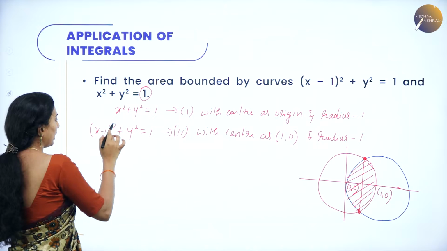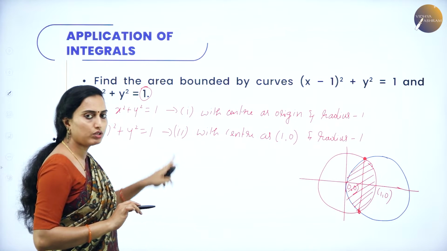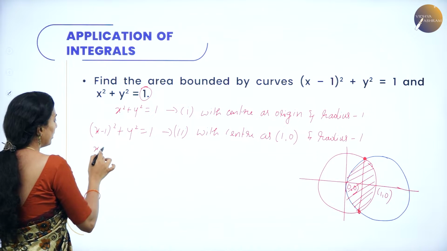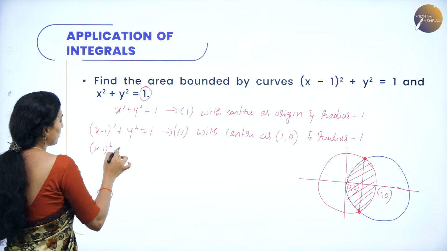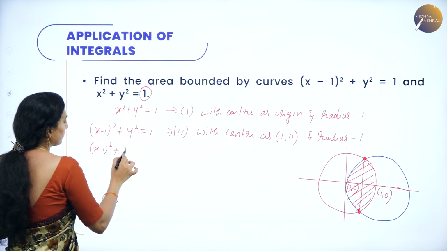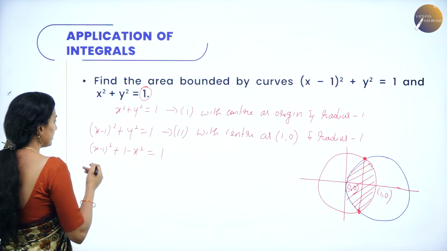So let me take it as x squared is equal to 1 minus y squared, or y squared is equal to 1 minus x squared. Here I am substituting y squared is equal to 1 minus x squared. So (x minus 1) whole squared plus y squared, I am substituting from the first, 1 minus x squared, is equal to 1. Now you can solve this equation.